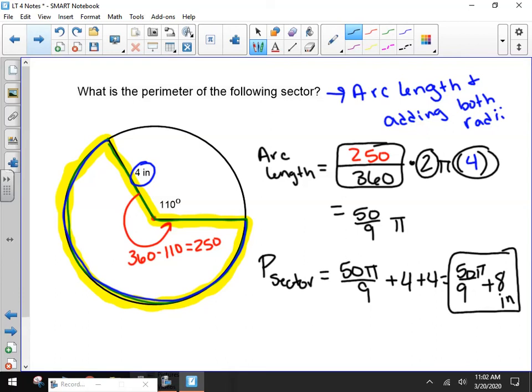And I have to do that because I have pi in the answer. All right, next problem. I want you guys to draw the diagram down, and I want you to try the problem on your own. So go ahead and pause the video and try it on your own.